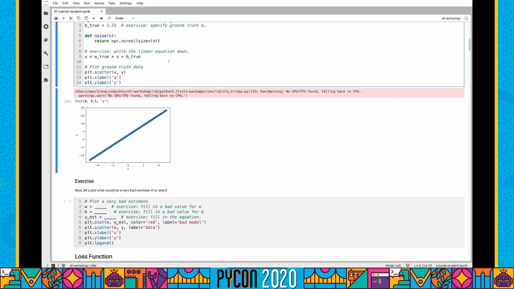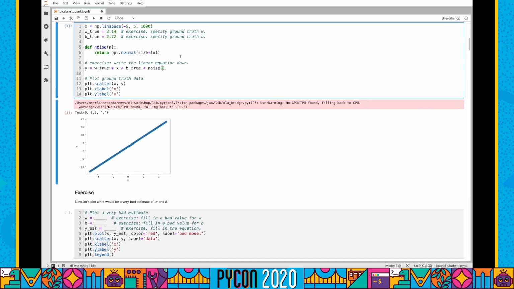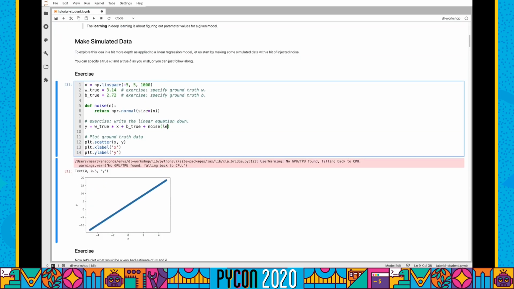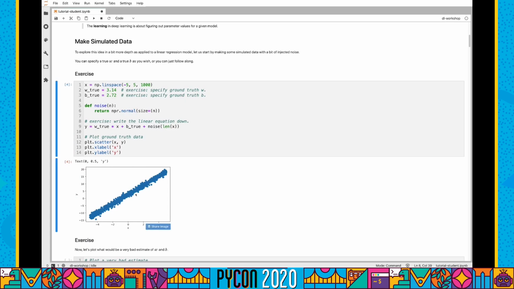Also, one thing we should do is add a bit of noise there. So let's add some noise, with a noise of len of x so that we have a single noise term per data point. And there we have it. We have our noisy generated data.